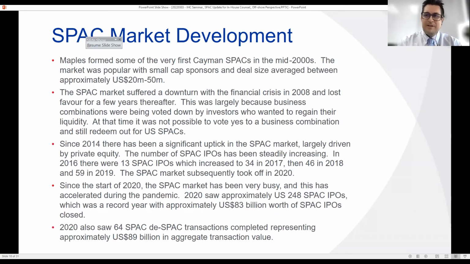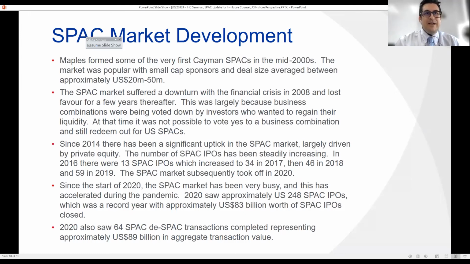As I mentioned, I've been acting on SPACs since 2006, and I've seen the evolution over the past couple of decades. It's been very dramatic. So we can see that in 2016, there were 13 US SPAC IPOs. This subsequently increased to 34 in 2017, 46 in 2018, and 59 in 2019. And that's when things really, really took off.